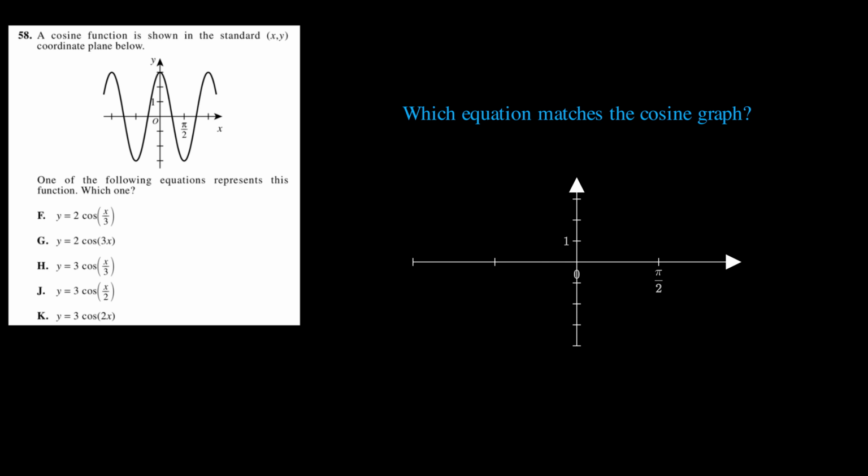All right, let's read the question carefully. We're given a cosine graph, and we need to decide which equation matches it. Two things always matter with trig graphs: amplitude and period.